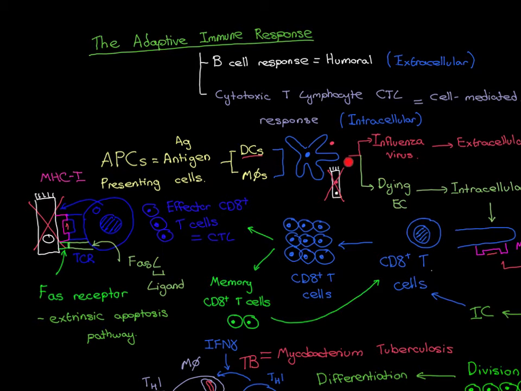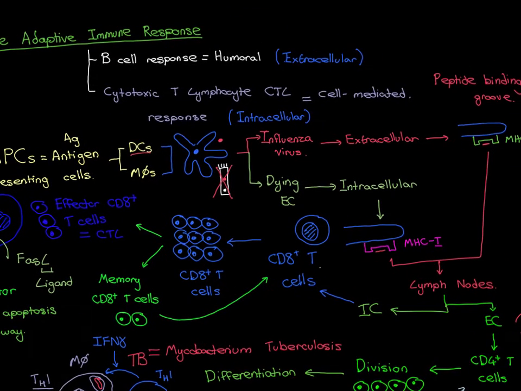So when they phagocytose dying epithelial cells, they will chop up all the proteins in here, and that means they'll chop up all the influenza viral antigens, and because they found them inside one of the cells, they now know that this is an intracellular pathogen, and therefore they're going to try and activate the intracellular pathway, and to activate the intracellular pathway, they need to put the peptide fragments from the antigens of the pathogen on their surface bound to MHC class 1 molecules.